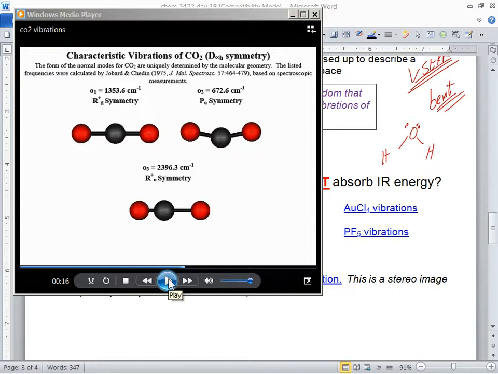And that's what you have to look for if you want to pick out an IR inactive vibration. The IR inactive ones are easier to pick out than the IR active ones, I think. Okay, so that's IR inactive. This one is.